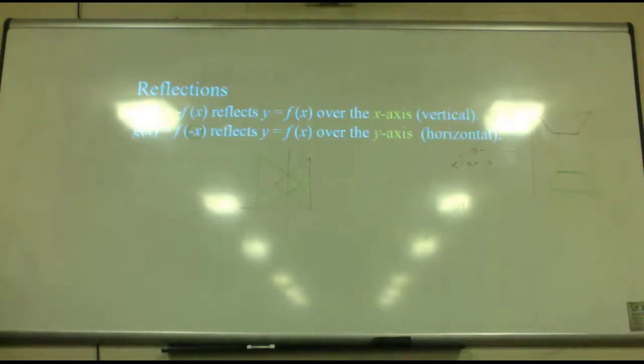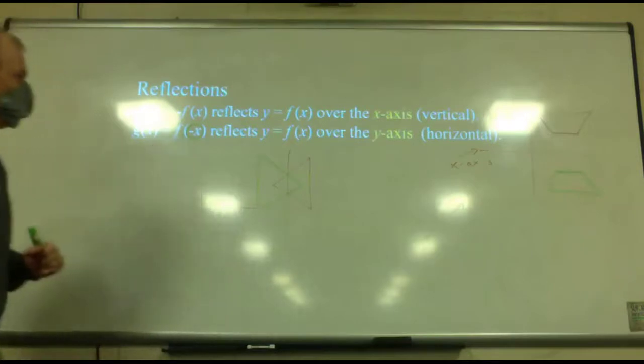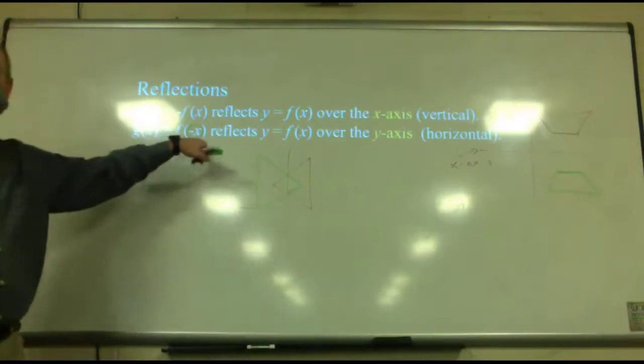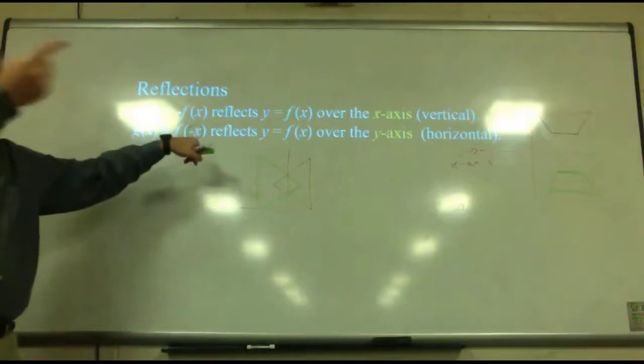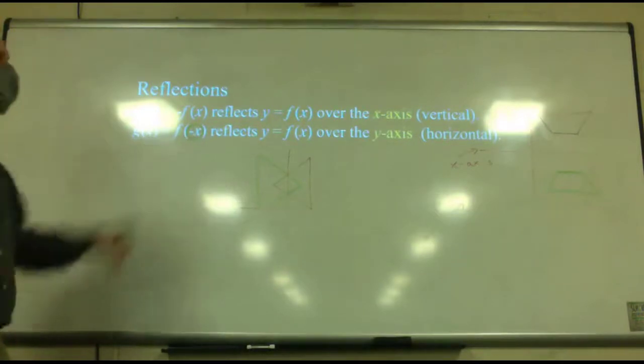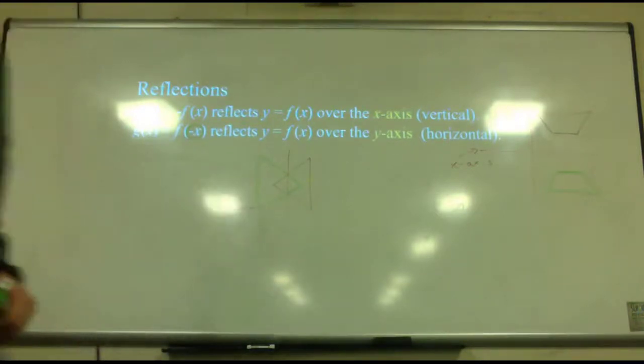So what's on the left moves over to the right. What's on the right moves over to the left. Okay, that's a reflection over the y-axis. Again, when you're affecting the x inside with the x, you are affecting left and right. So that's where your reflection goes.